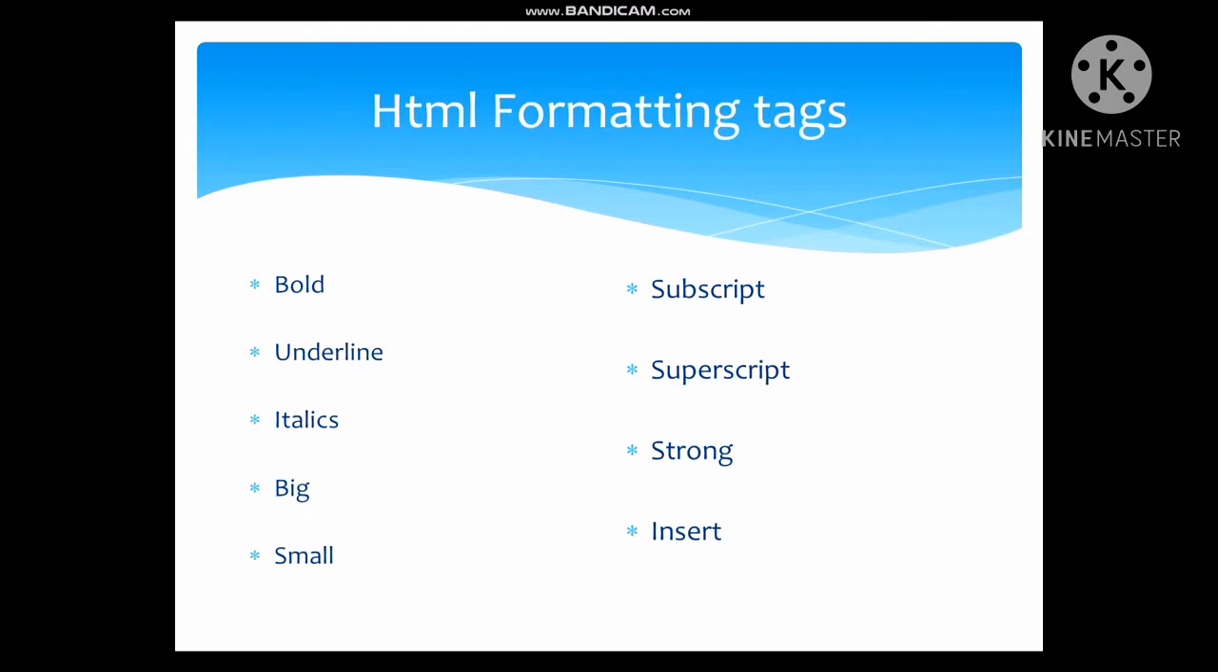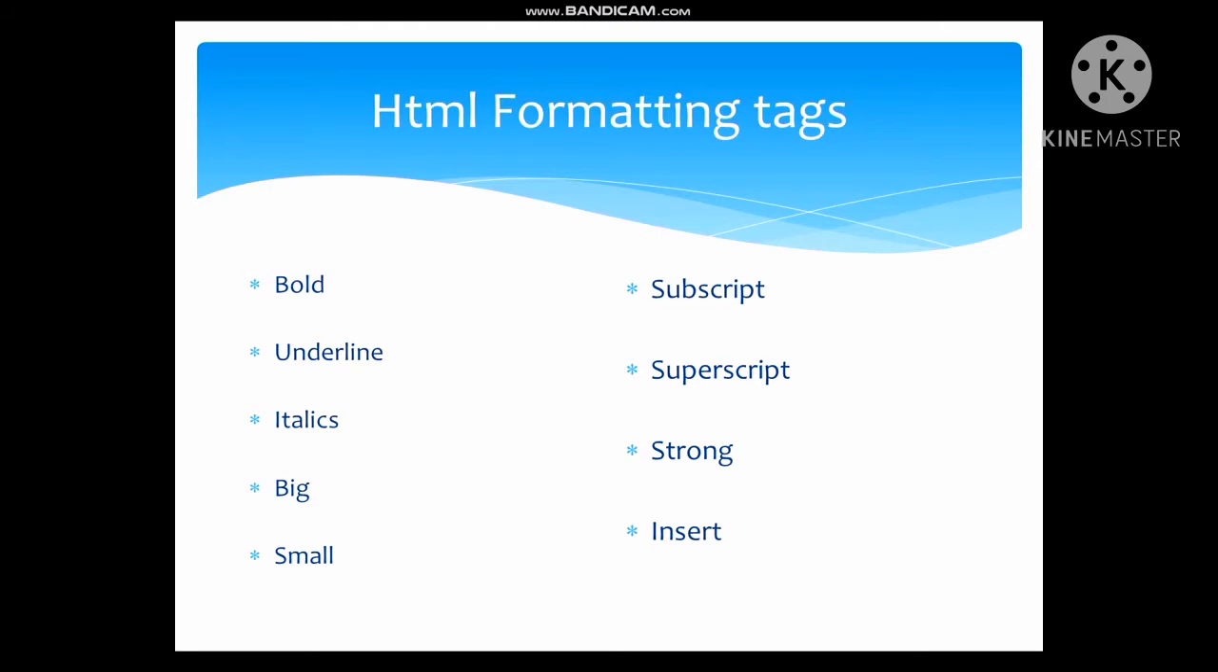Formatting tags modify the output of text. So if you want to format an HTML document, we do that using these formatting tags such as bold, underline, italics, big, small, subscript, superscript, strong, and insert. When you want to show some text at the top of the word, you use the superscript tag, and when you want it to show at the bottom, you use the subscript tag, and the big and small are used to modify the size of the text.